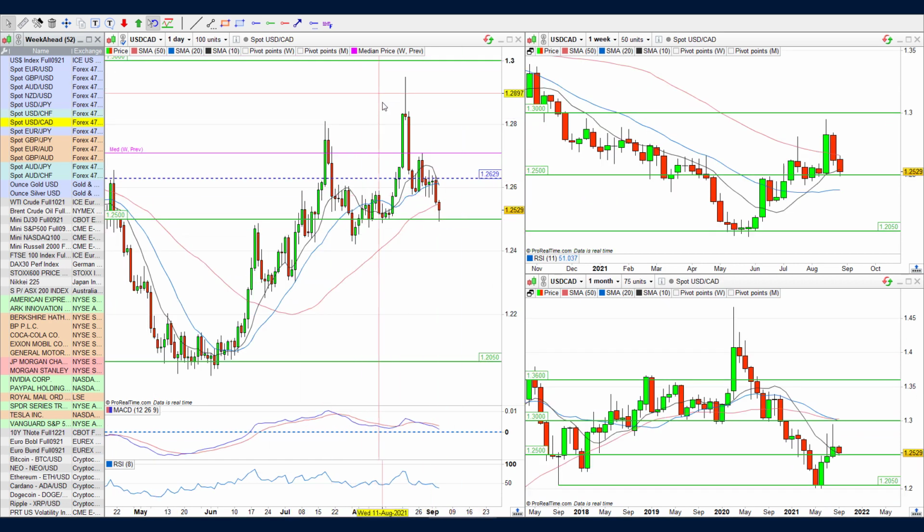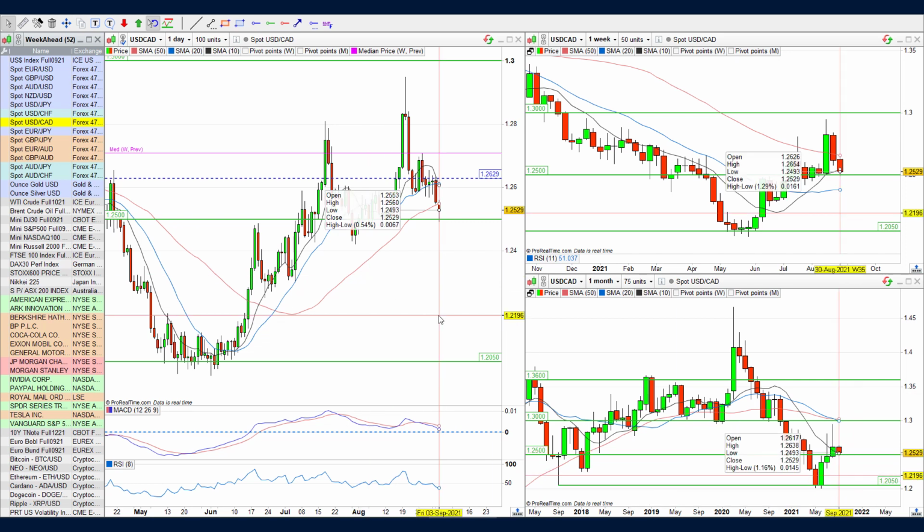Dollar CAD. Okay, so dollar CAD is now in a downtrend on the daily, coming down and testing 1.25, which is a monthly level. It is still in an uptrend on the weekly, and it's actually in a downtrend on the monthly. So potentially, if it breaks the low of last month, then I would expect the market to potentially continue to head down.